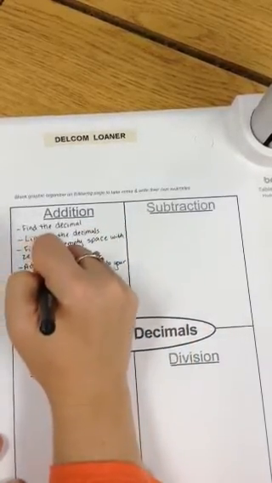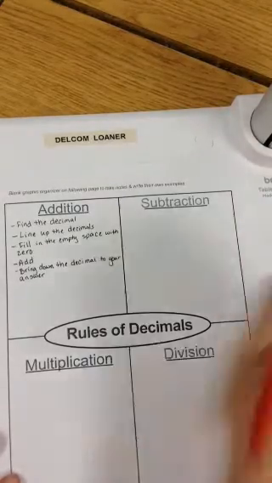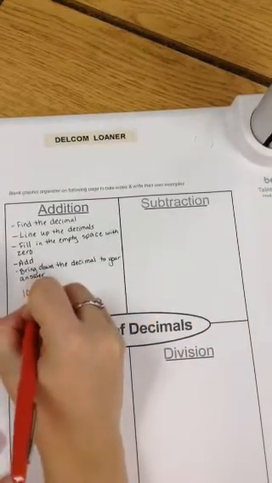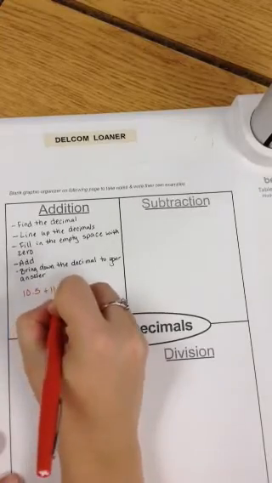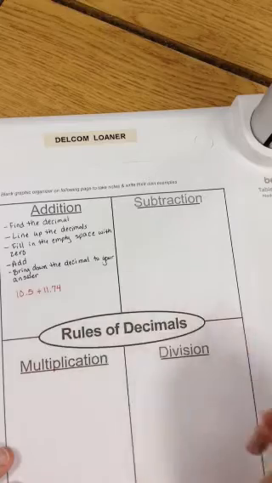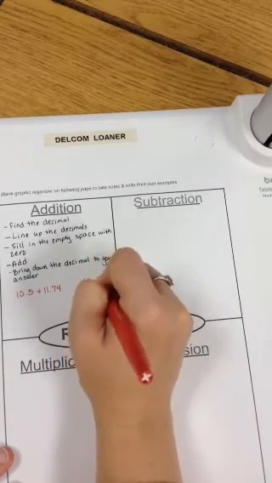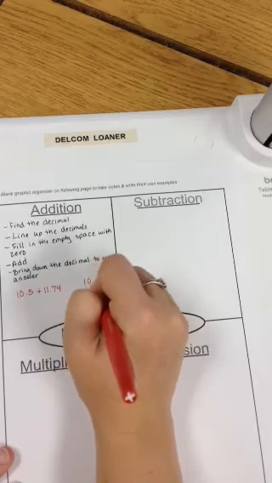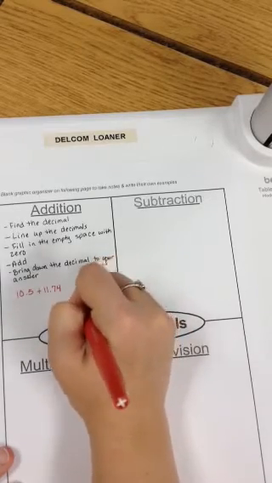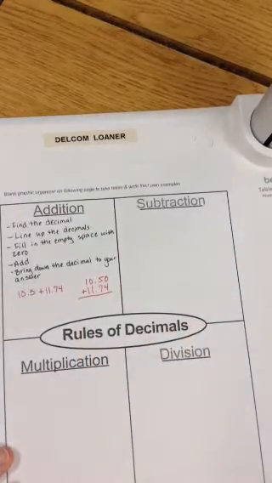Okay, so let's say we have the example of 10 5/10 plus 11 74/100. So it says to find the decimal. We see the decimal. Line up the decimals, and it's talking about lining them up vertically. With addition and subtraction, your decimals have to line up. Fill in the empty space with a 0. Right here is an empty space. I'm going to put a 0.